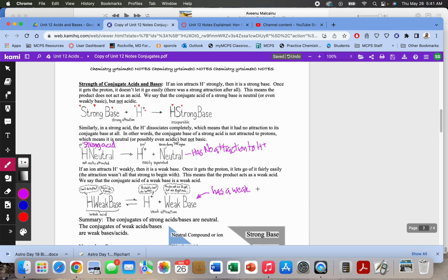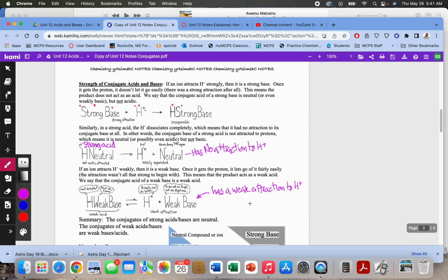Has a weak attraction to H plus, right? That means it's a weak base, but it also means that it's going to partially go back this direction, and we'll have a weak acid partially dissociating to H plus and weak base, and we'll have a weak base partially bonding to H plus to make our weak acid.